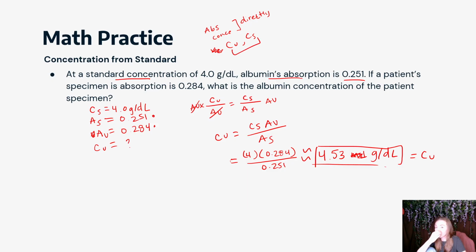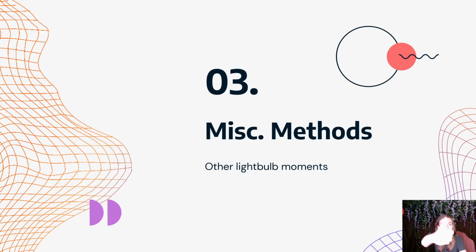Now back to that self-check moment that I had us set up earlier. Our Cu is supposed to be slightly higher than our Cs. Our Cs is 4.0. 4.53 is greater than 4.0, which means our self-check is good. That's a way of quickly checking our math, we're okay.